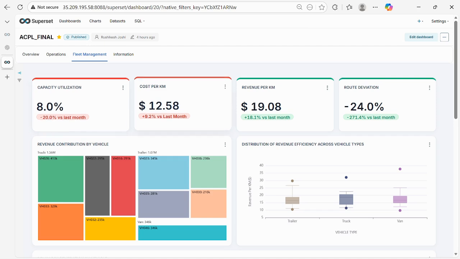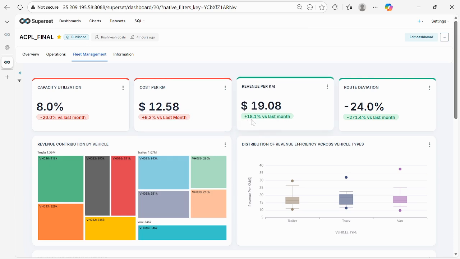Next, we have cost per kilometer KPI, which represents the total operational cost incurred for every kilometer traveled by the fleet. This includes fuel, tolls, maintenance, and handling costs. Tracking this KPI helps us identify cost inefficiencies across routes and vehicles. An increasing cost per kilometer can indicate fuel inefficiency, poor route planning, or rising maintenance expenses. This metric is especially useful when we compare it with the revenue per kilometer to understand margin performance.